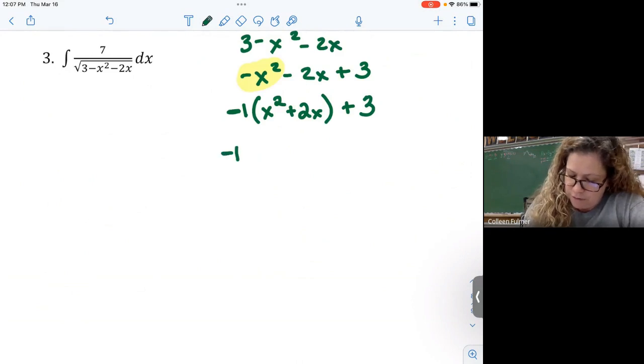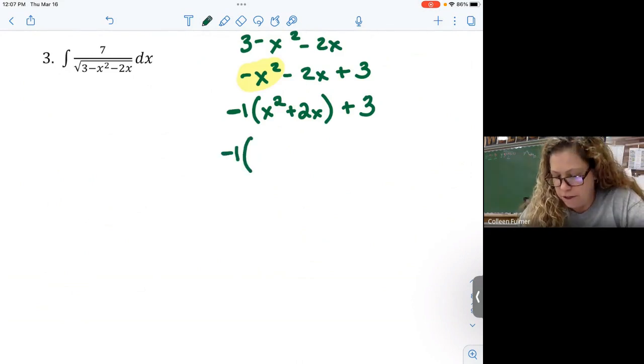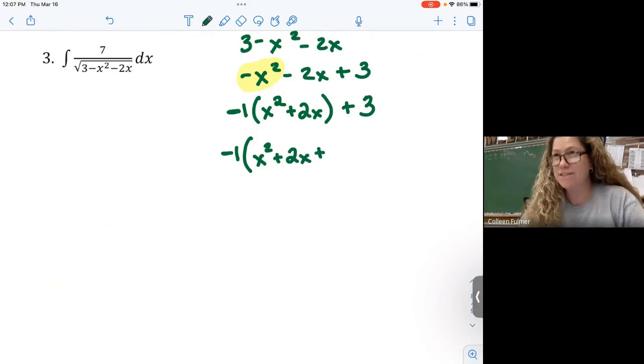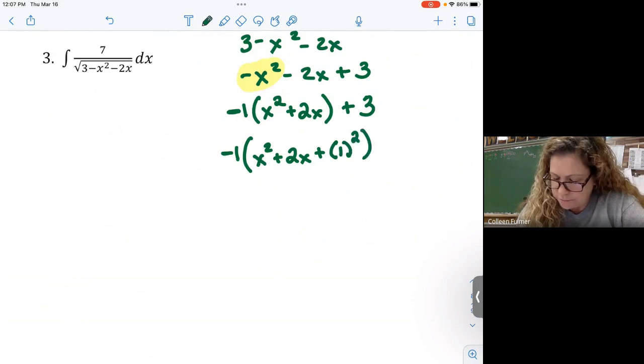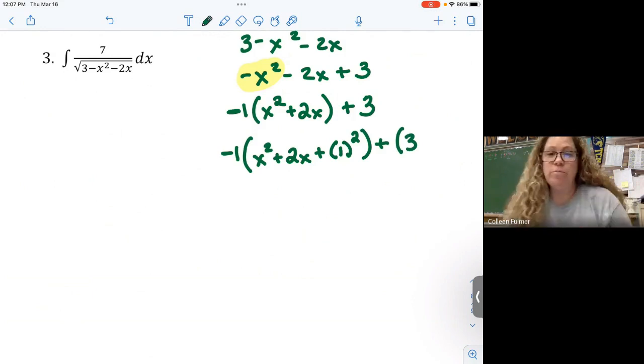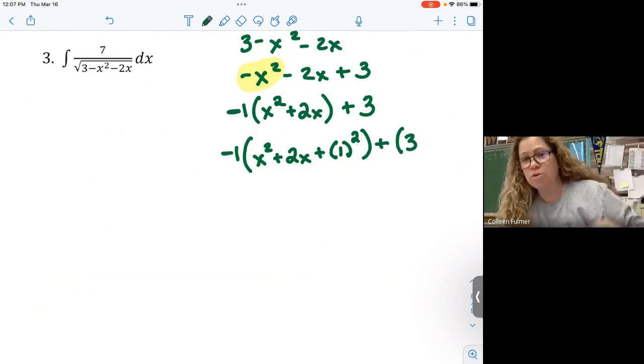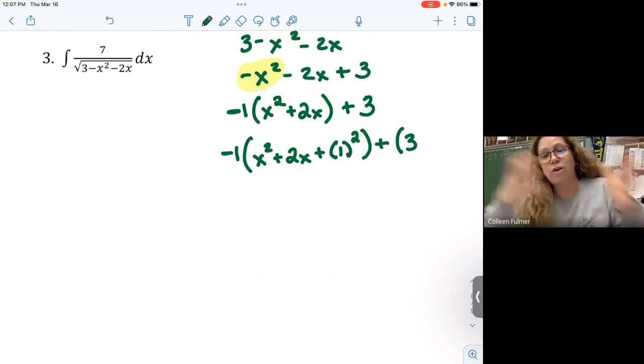I have my negative 1. Let me complete the square in here. I have x squared plus 2x plus half of 2, which is 1, so I'm going to add 1 squared, and then plus the 3 here. Now, normally you'd be going, hey, Miss Fulmer, you need to subtract 1 squared, because you just added 1 squared. You have to do the opposite and subtract 1 squared to keep it balanced.